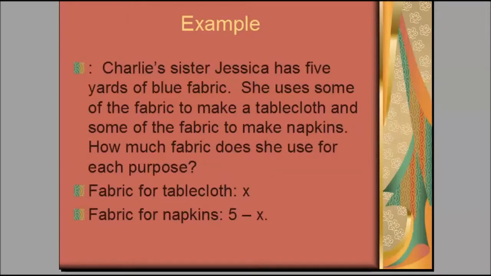Here's another example. Charlie's sister Jessica has 5 yards of blue fabric. She uses some of the fabric to make a tablecloth and some of the fabric to make napkins. How much fabric does she use for each purpose? The fabric for the tablecloth is X. The fabric for the napkins is the total minus X, which is 5 minus X.